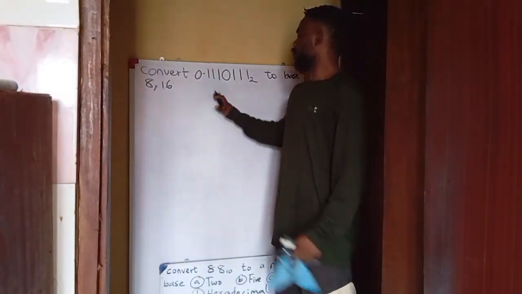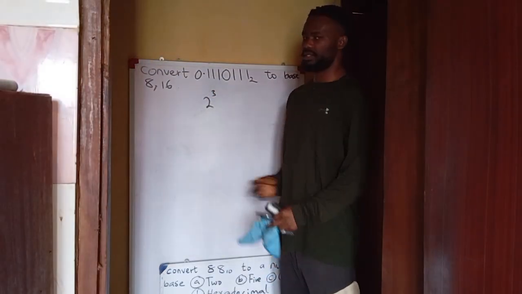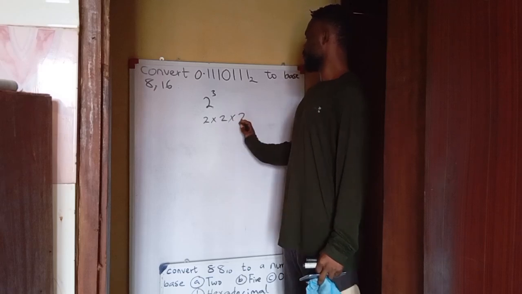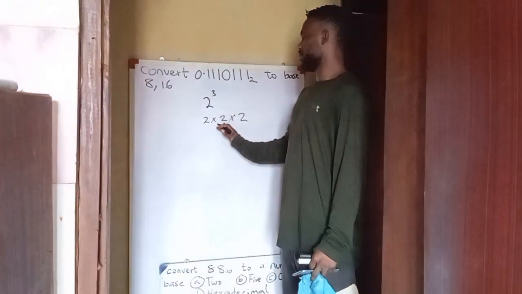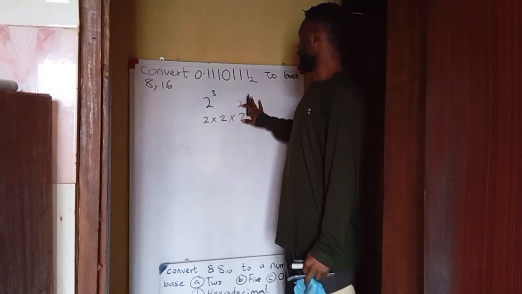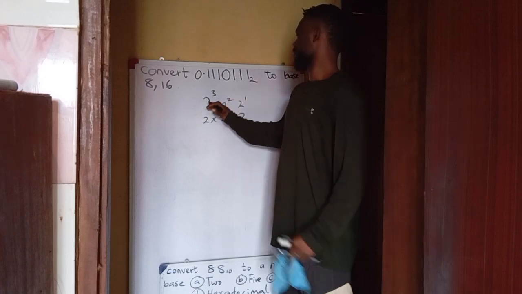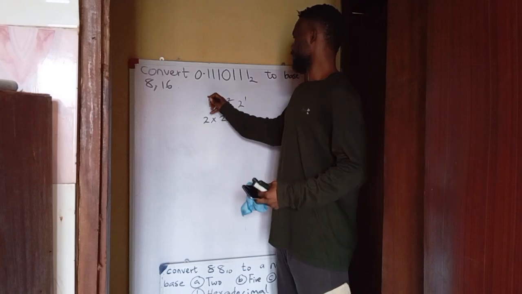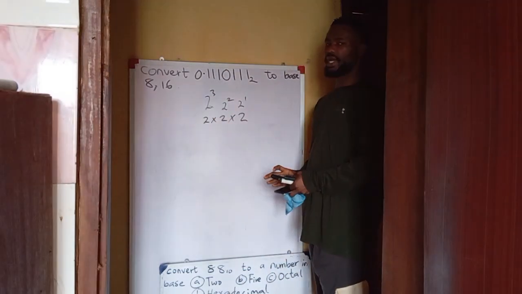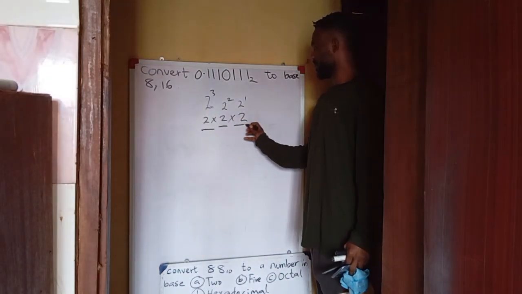So I'll ask myself, when is 2 ever 8? I know that 2 is 8 when I have 2 raised to power 3, which is 2 times 2 times 2. 2 times 2 is 4, 4 times 2 is 8. So we have 2 raised to power 0, 2 raised to power 1, 2 raised to power 2, and 2 raised to power 3. So you see that when I have 2 to 8, it gives me 3 places.